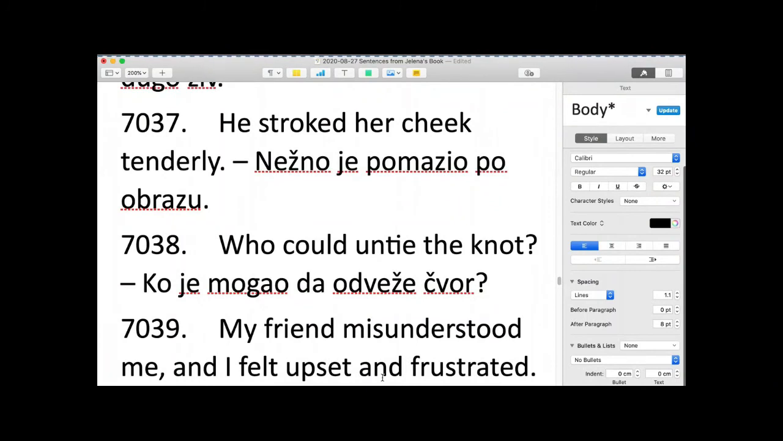He stroked her cheek tenderly. Who could untie the knot?